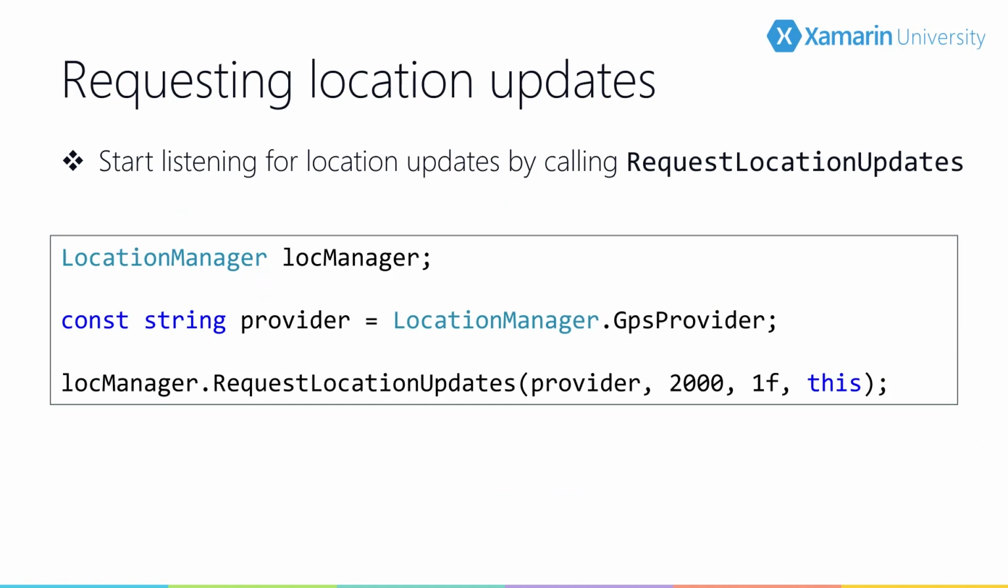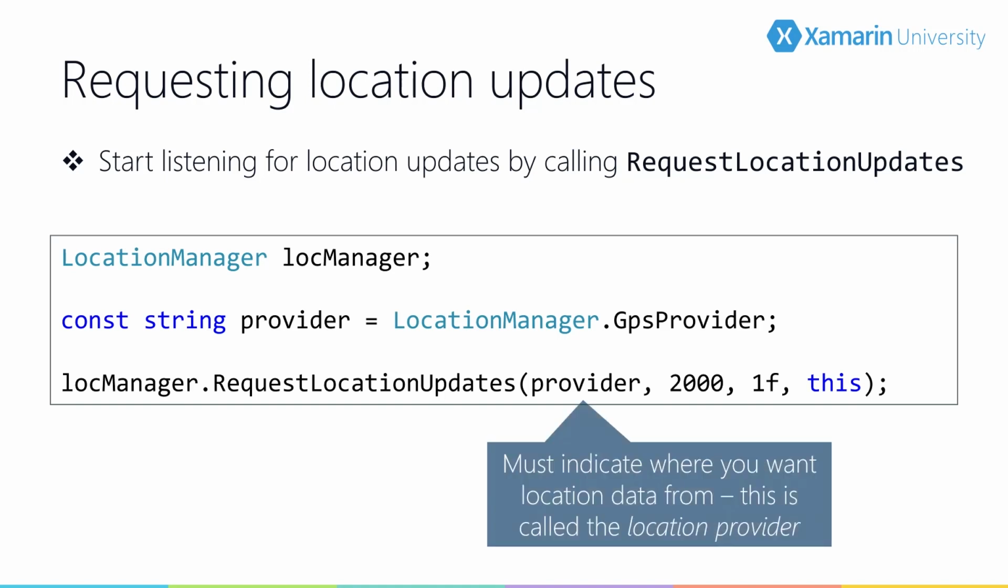Once you have the location manager, you can select a provider and request updates from it. This is done through the RequestLocationUpdates method, which has several parameters. First, you must tell the location manager where you want the data to come from. This is called the location provider and is identified by simple strings. We'll explore that a bit more in the course. For now, we'll use the GPS provider, which is identified by a constant available on the location manager class.